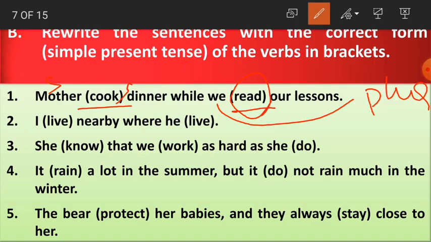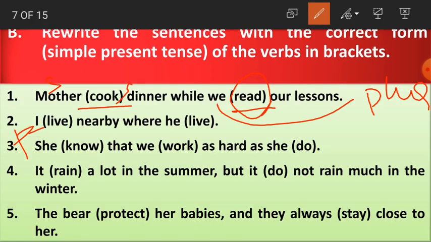I live nearby where he live. I, what is it? Singular or plural? Plural. Then will live change? Must we add s or es? No, because this is plural, no need to change the verb here.